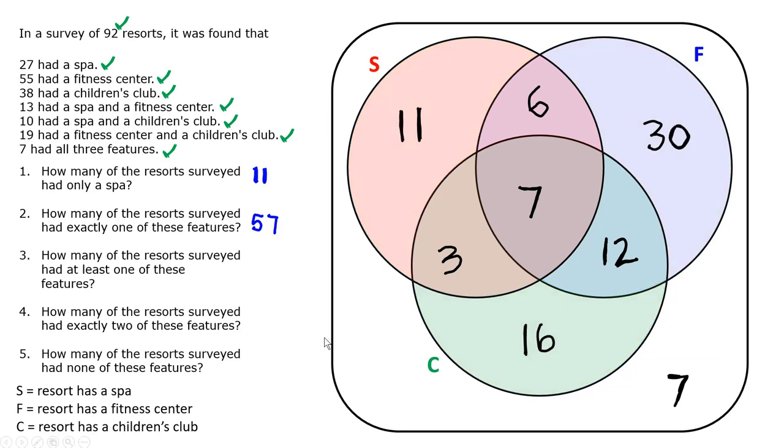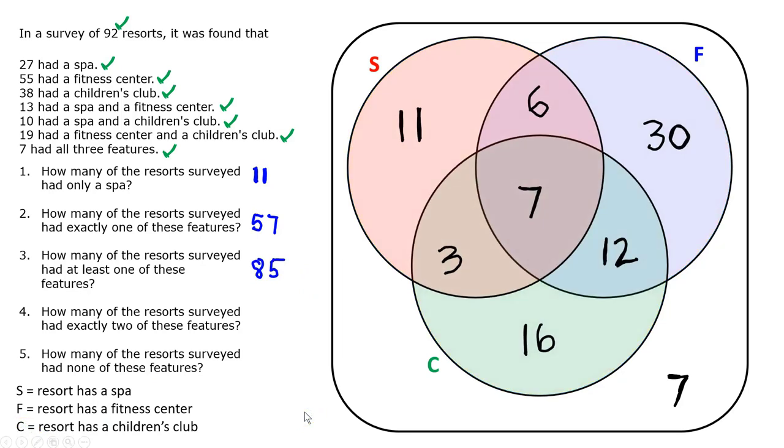For number 3, how many of the resorts surveyed had at least one of these features? Having at least one of them means it has to be in at least one of these circles. So all of these numbers in here total the number of resorts that have at least one of these features. Sometimes it's easier to say, I know 7 didn't have any of them. The way I figured out that 7 was that I knew the sum in here was 85, and that's what the sum is here. It's 85.